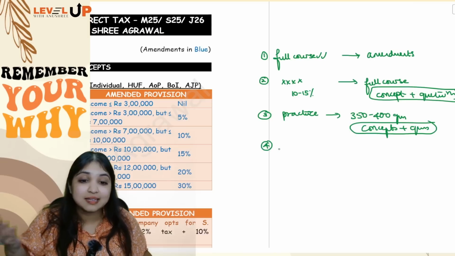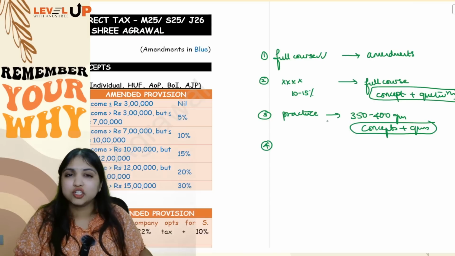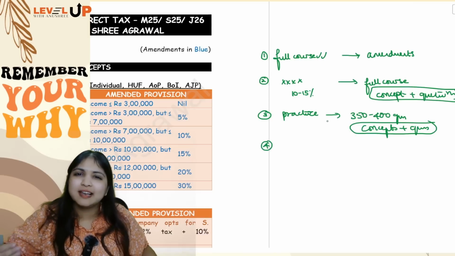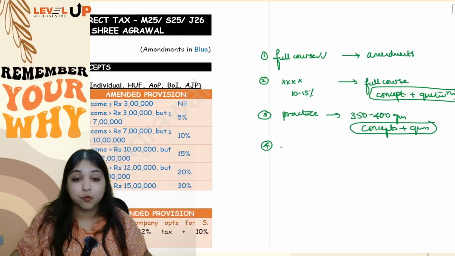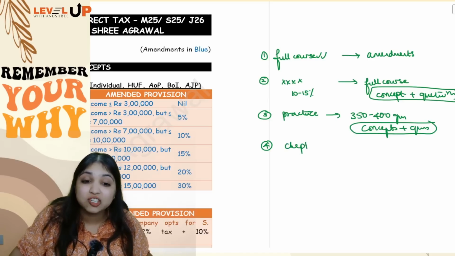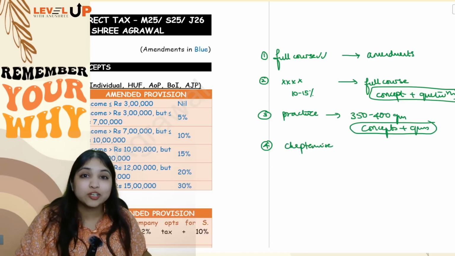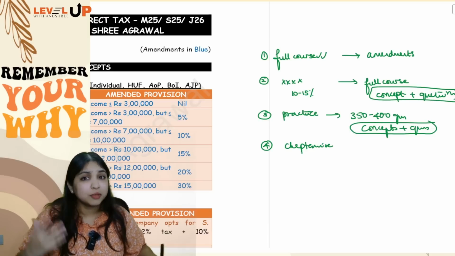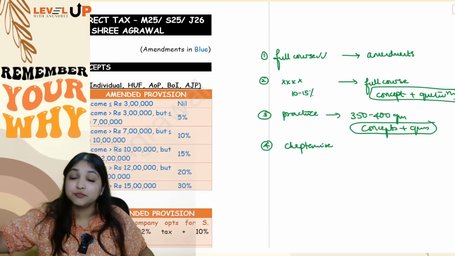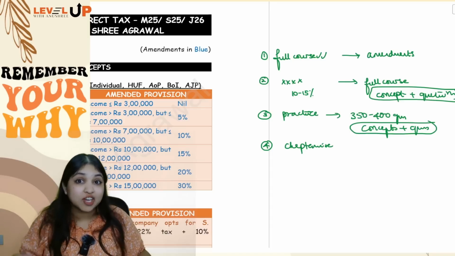And then comes the last category. Let's say you have issues only in one particular chapter, say the capital gains chapter alone, which you've never studied properly before. In that case, you can avail chapter-wise lectures, which means that instead of availing the full course, you can avail that particular chapter alone.